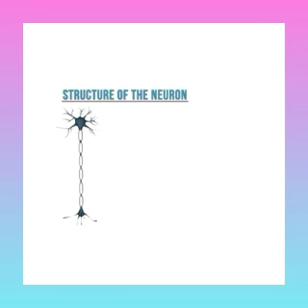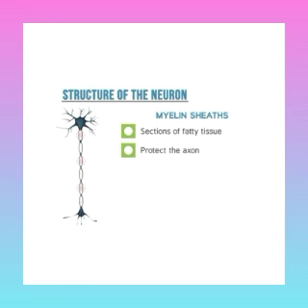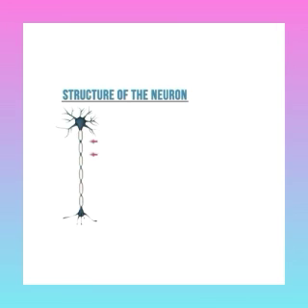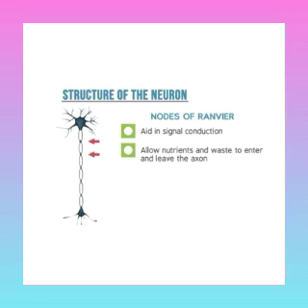Covering the axon are myelin sheaths. Myelin sheaths are sections of fatty tissue that help to protect the axon and also help to speed up signal conduction along the axon. The gaps between myelin sheaths are called the nodes of Ranvier. These also aid in signal conduction, and they also allow nutrients and waste to enter and leave the axon.